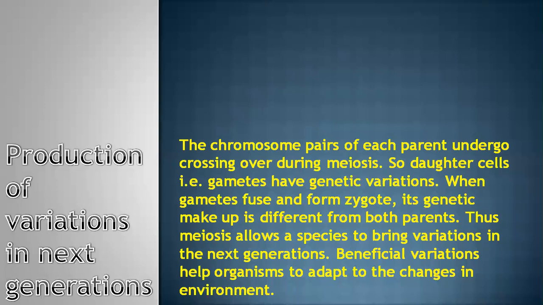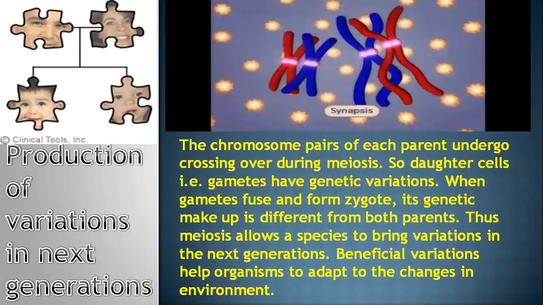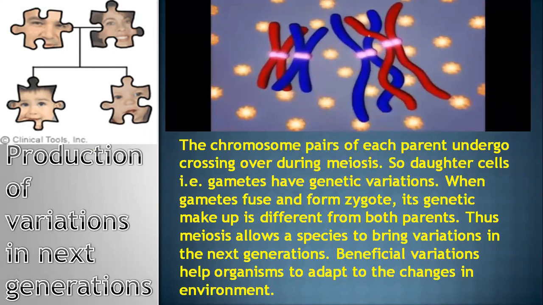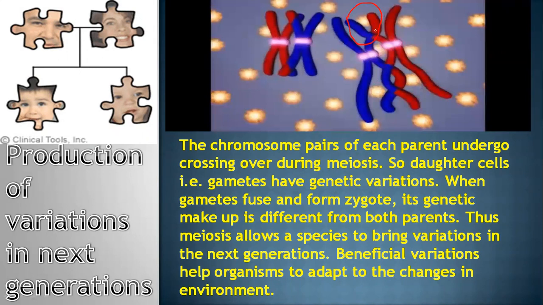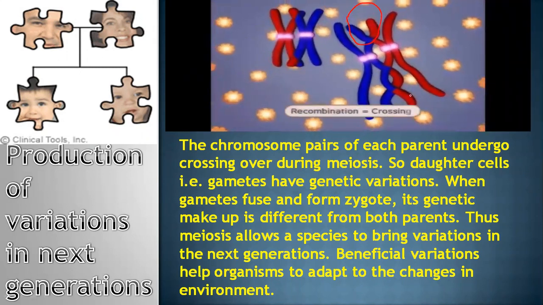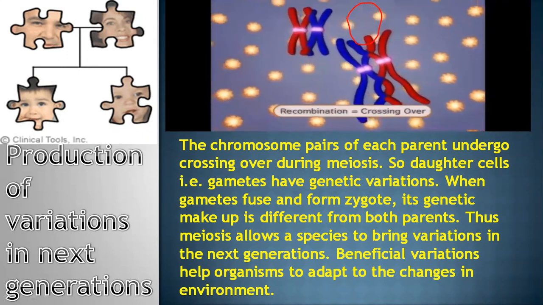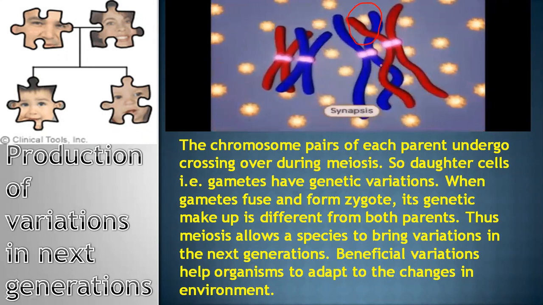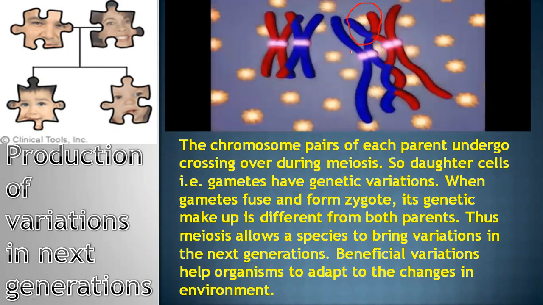The next significance of meiosis is production of variation in the next generation. We have genetic variation, like all human beings are different, or kids are different from their parents. How does this happen? We know that chromosome pairs in each parent undergo crossing over. Here you can see the chromosomes are exchanged; this is called recombination or crossing over. Recombination means they recombine here. So after synapsis, when they make pairs, they do crossing over. Here the genetic variation is done.